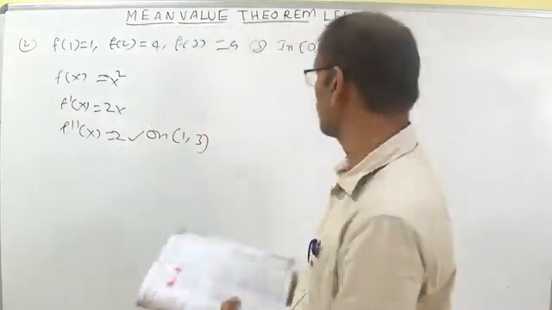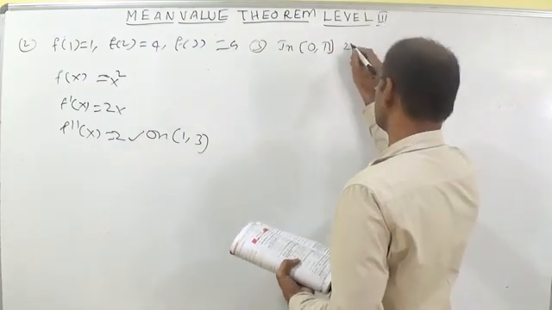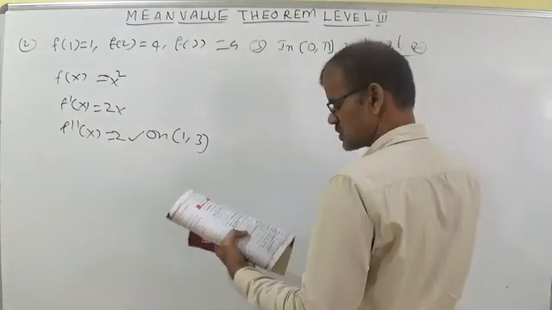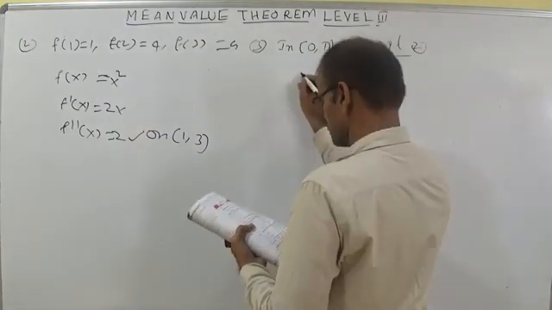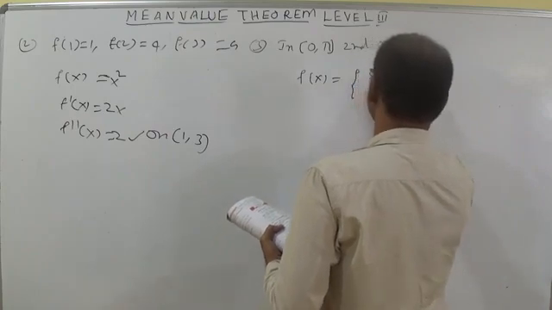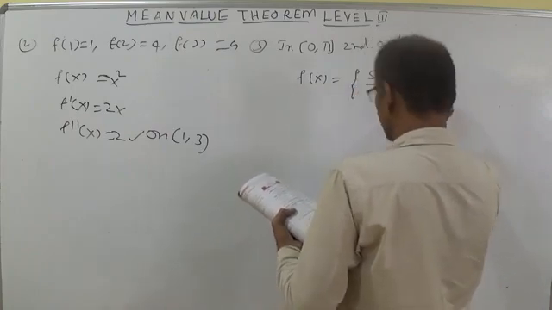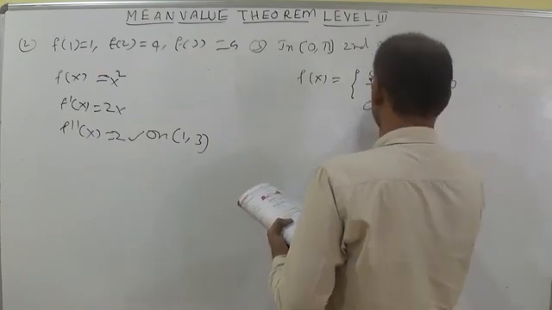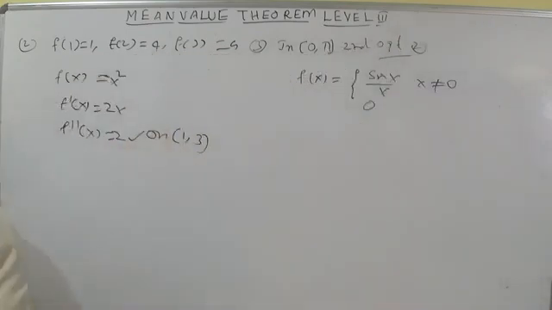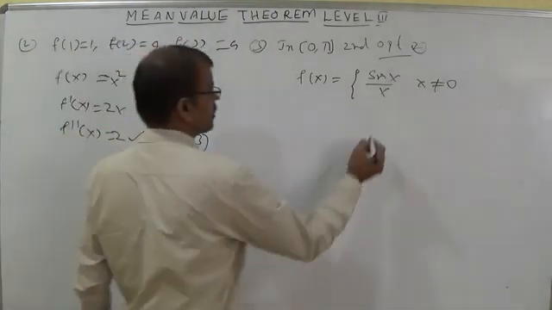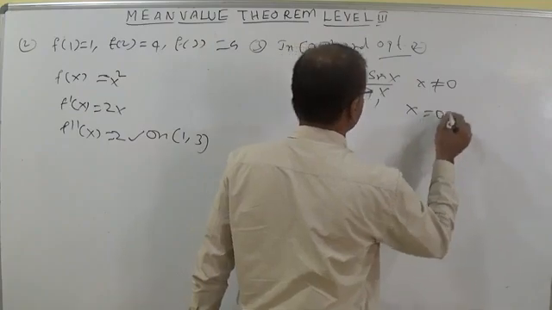So let us discuss the second option. In 0 comma pi, which one is not applicable is being asked. I am discussing option 2. f of x is given as sin x by x, for x not equal to 0, and it is 1 whenever x is equal to 0. It is 1 when x equal to 0.